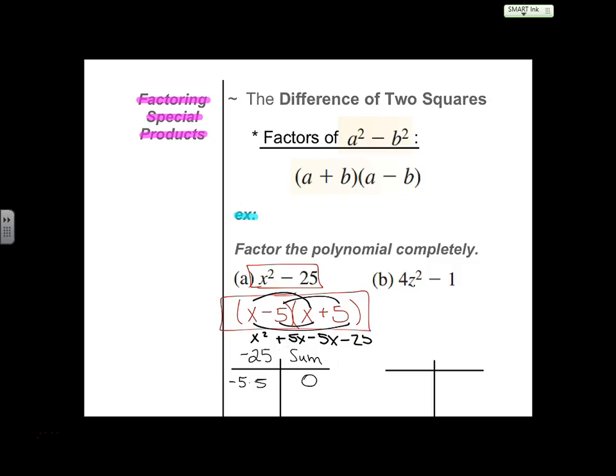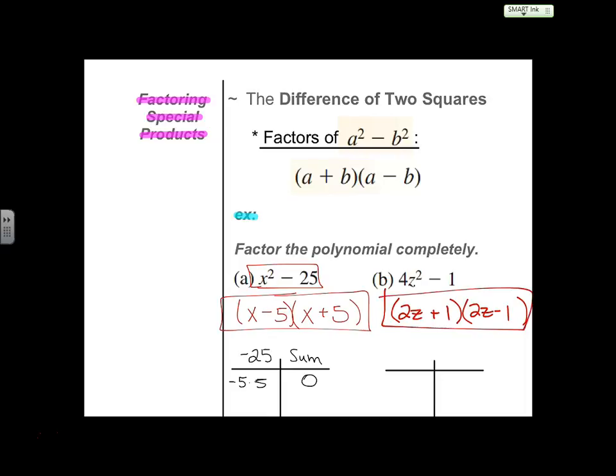So the answer just says, who's being squared first? X is being squared, that's what goes first. Plus or minus, either way. Who's being squared second? 5 and negative 5. Question. What's going on in the second problem? Who's being squared? 2z and 2z. It needs to be the same thing. So 2z and 2z makes 4z squared, right? And 1 and 1?